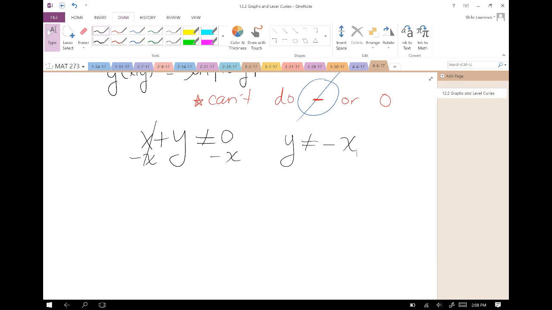y can't equal negative x. That's the restriction we have to make sure that our x and y's follow. So we don't want to just say y can't be 5, x can't be negative 5. There are an infinite number of possibilities that go together for the y and the negative x. So we just have to make sure that we follow that restriction.